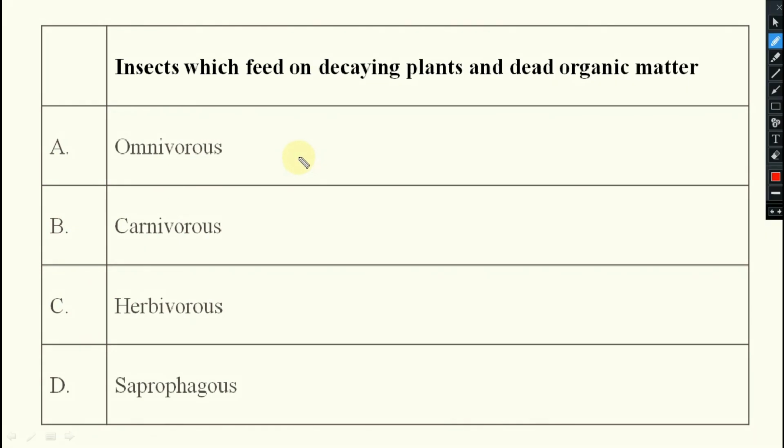Next one, you see. Insects which feed on decaying plants and dead organic matter. That will be known as saprophagous scavengers. Yes or no? Dung roller, housefly, they will come under this particular group.